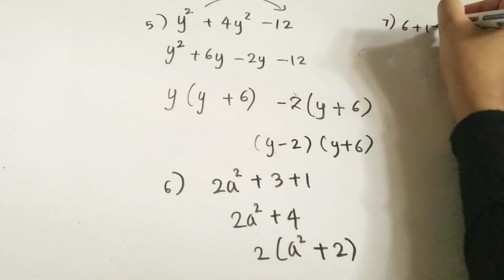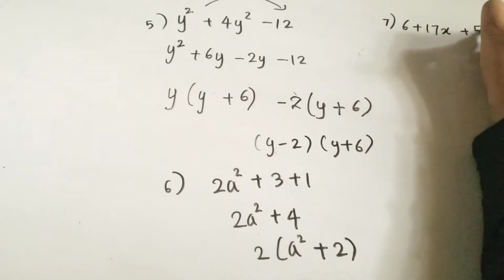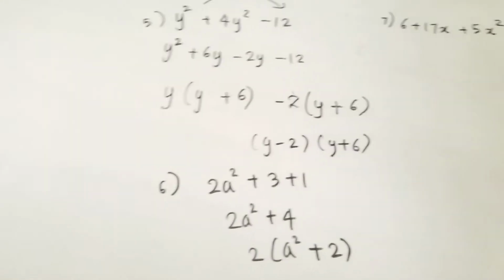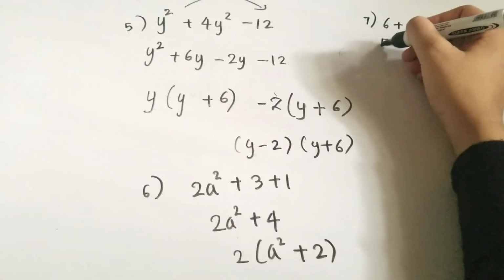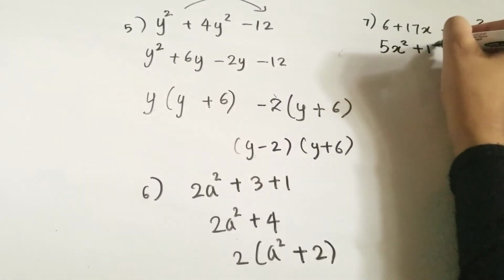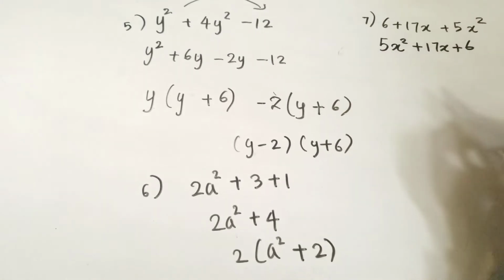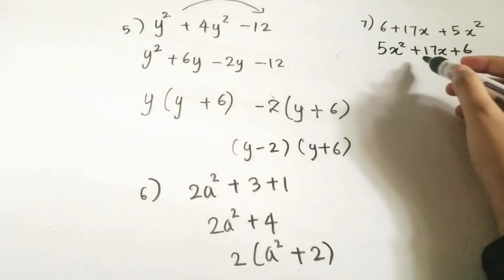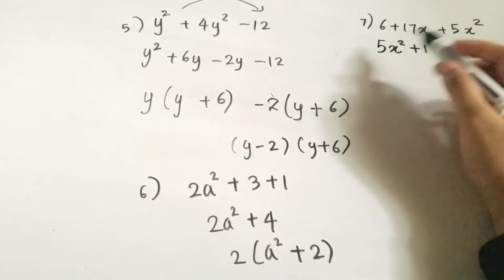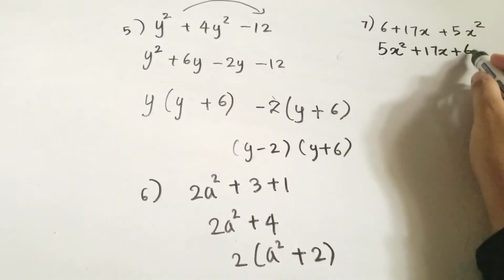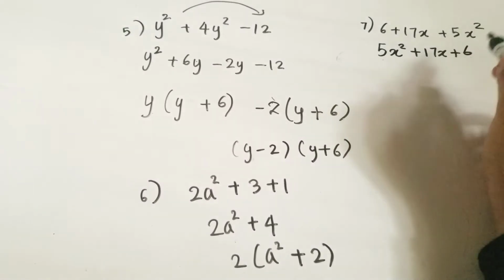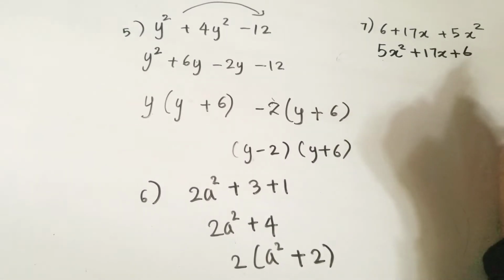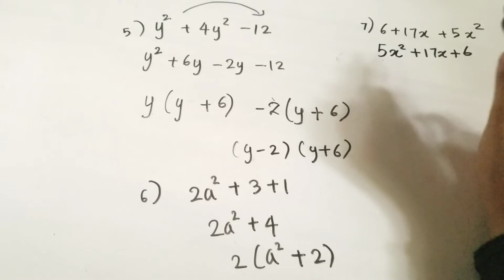6 plus 17x plus 5x squared. Now this one is not arranged properly, so I'll arrange it first of all. 5x squared plus 17x plus 6. Now let's see a shorter method here. Now in this case, we'll do it in the mind. 5 times 6 is 30x squared. The factors of 30 we have to consider. Factors of 30 means 15 into 2. 15 plus 2 is 17.